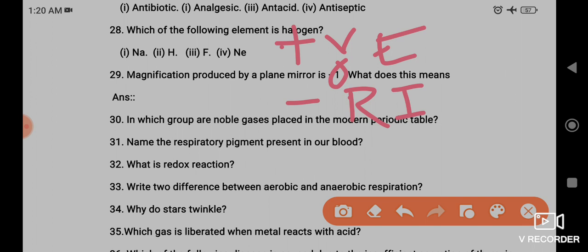Okay, so here the magnification produced by a plane mirror is +1. The plus sign indicates that the nature of the image is virtual and erect, and the number 1 indicates that the object and the image size are the same.